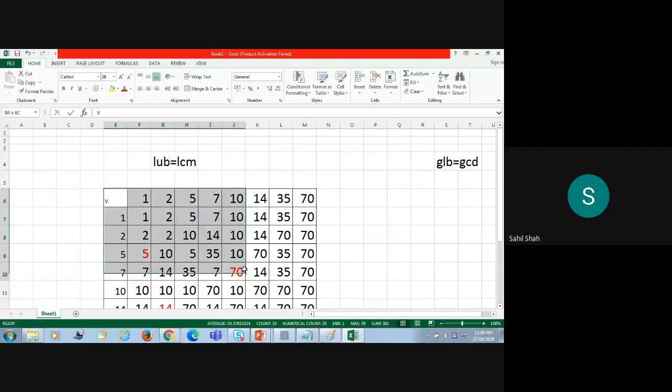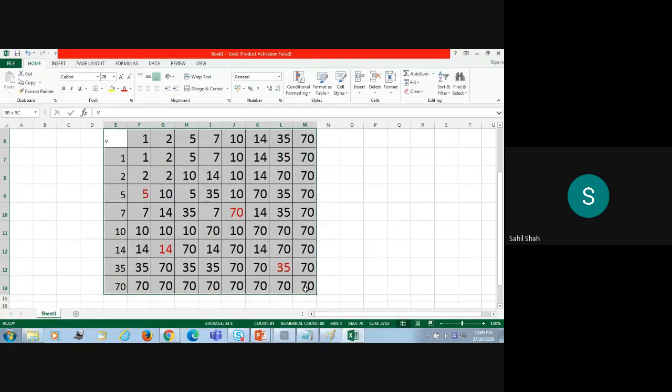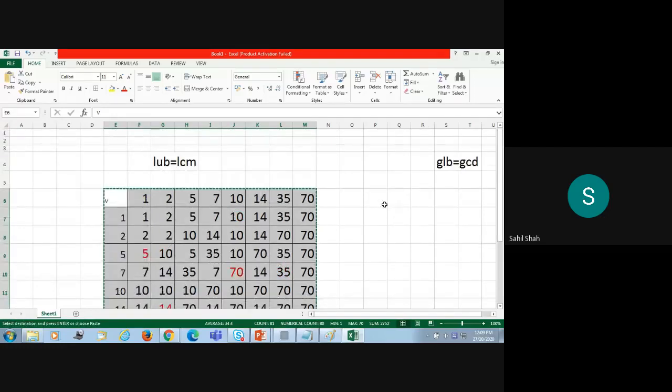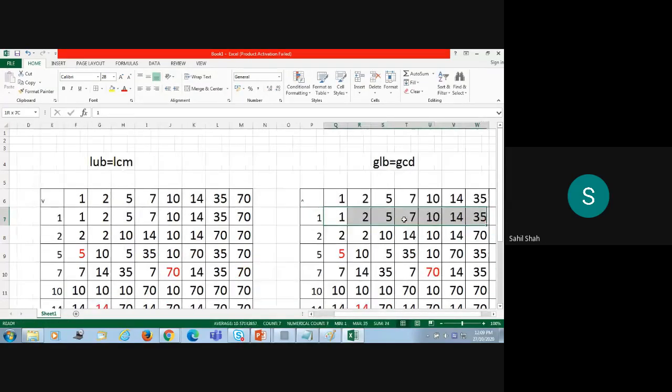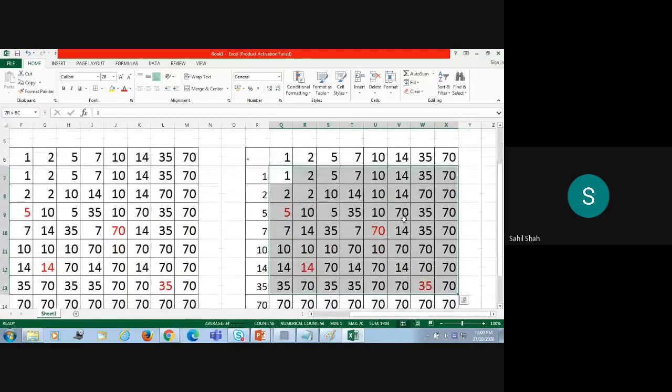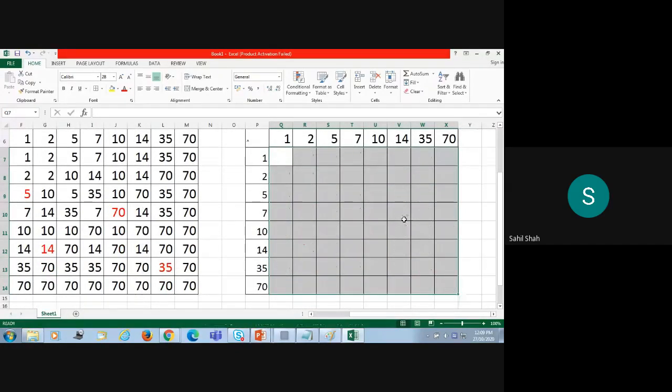In a similar manner, we will be constructing the table for GCD. So here, instead of join, you will be having meet, and you have to quickly tell me what entries I should have here. What is the greatest common divisor of 1 and 1? 1. Is it 1, 1, 1? 1 2 is 1. 1 5 is 1. 1 1 1 1 1.